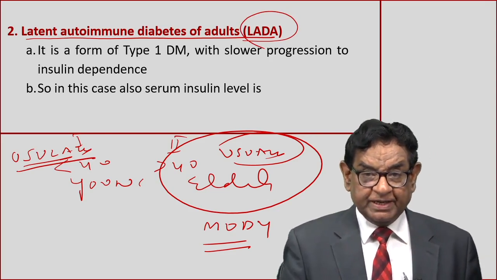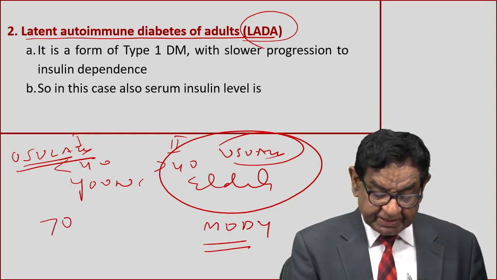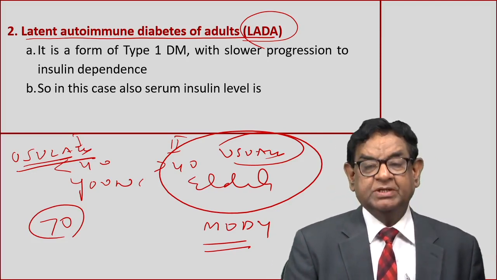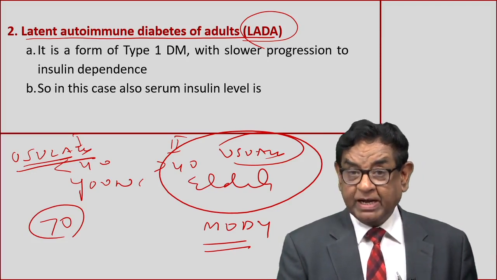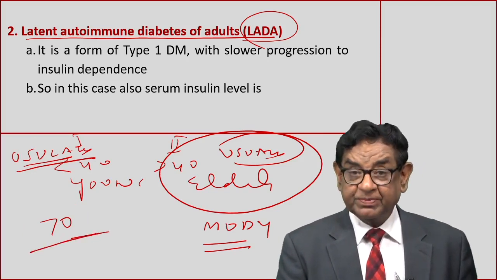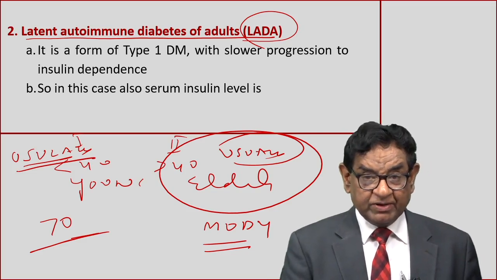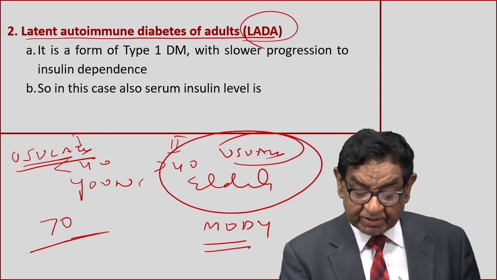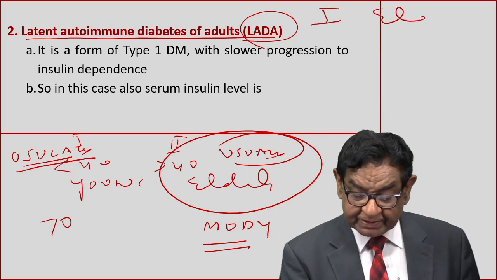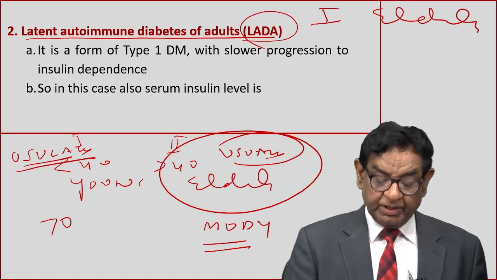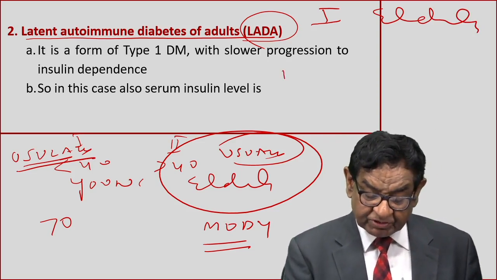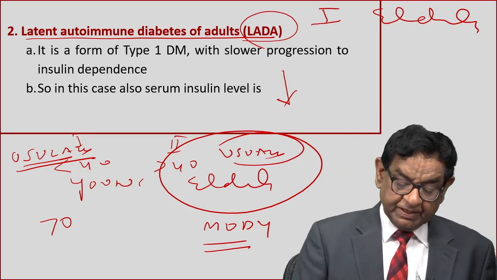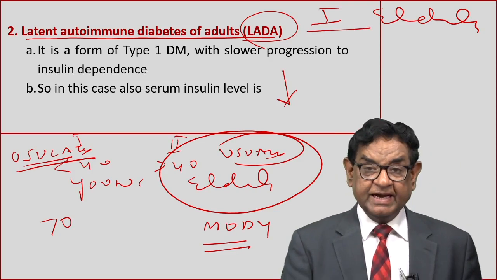Suppose you are sitting in your OPD right now. A 70-year-old gentleman walks in and says, "Doctor, I have been diabetic for the last 1 to 2 years." Obviously you will think of type 2 diabetes at 70 years. But even at the age of 70, type 1 diabetes can occur, so-called LADA. LADA is nothing but a kind of type 1 diabetes occurring in an elderly person. They have all the features, like autoantibodies. Serum insulin level will definitely be reduced because it is a kind of type 1 diabetes. So in a nutshell, type 1 diabetes in the elderly is LADA.